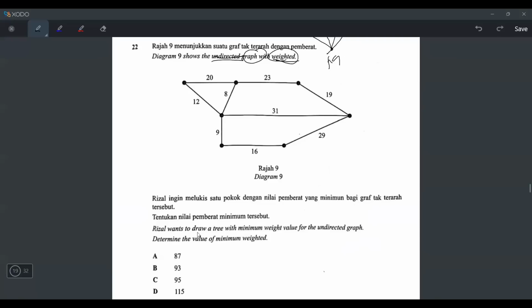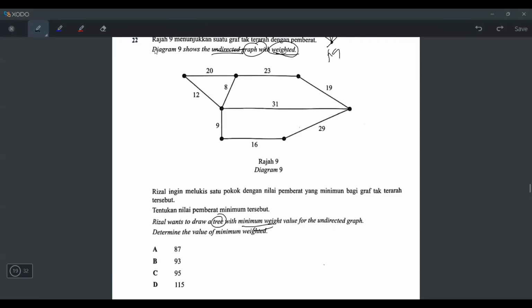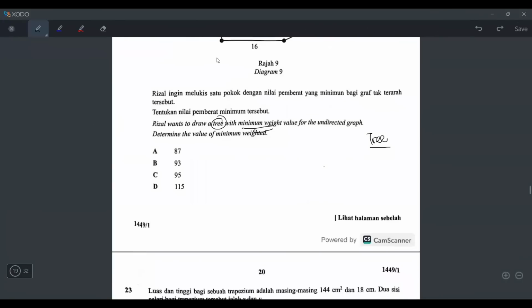Let's read. Rizal wants to draw a tree with minimum weight value for the undirected graph. Determine the value of the minimum weight. So let's talk about tree, because this is something the exam likes to ask also in paper 1. What is a tree? I mentioned many times also in previous videos.